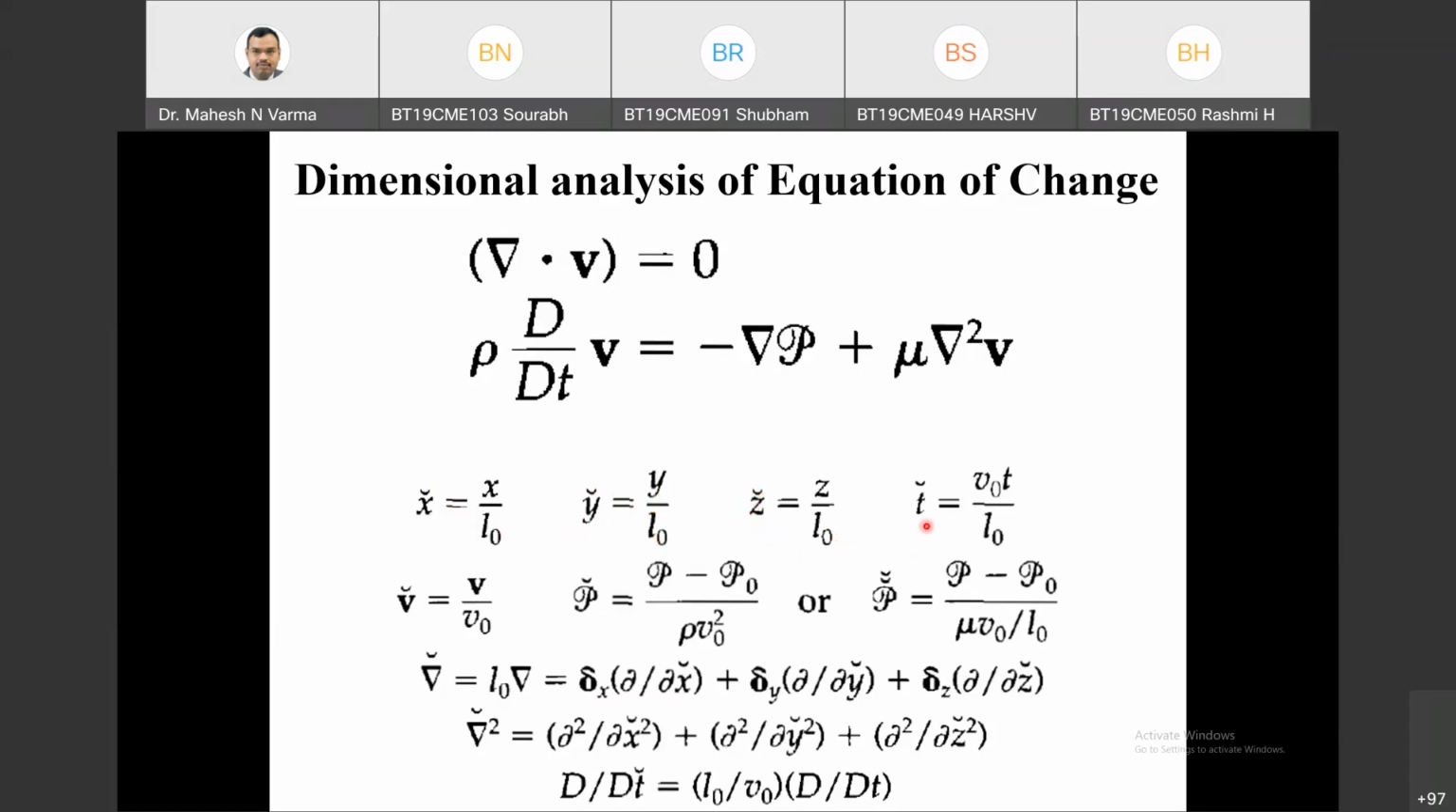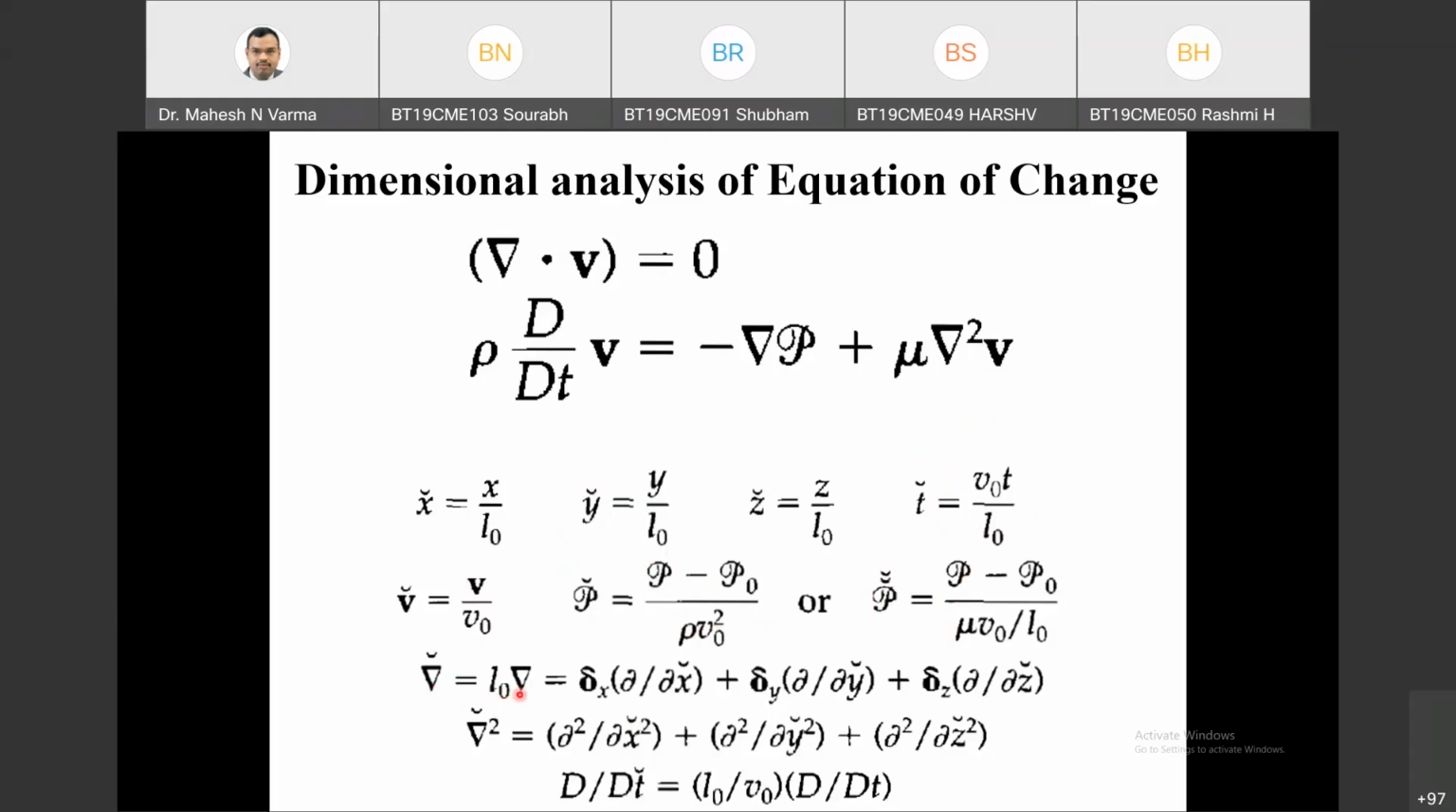Then this is t, dimensionless time, using average velocity and length. And this is dimensionless velocity. This is dimensionless pressure. This is again dimensionless pressure. This is one way of dimensionalizing the pressure, and this is another way of dimensionalizing the pressure.